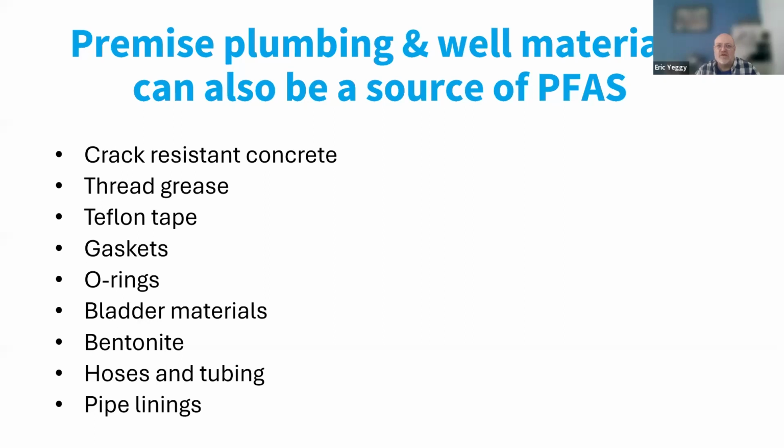Oh, I also should mention, if you are working with a private well owner and you're finding PFAS in their water, it isn't necessarily true that the PFAS is coming from the aquifer. The plumbing materials and materials that are used in the well industry can also contain PFAS, and some of that PFAS can also leach into the water. So things like gaskets, O-rings, hosing, tubing, pipe linings, and even some types of bentonite can contain PFAS.